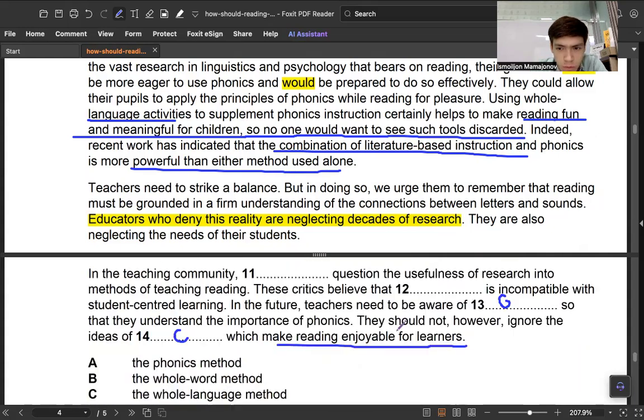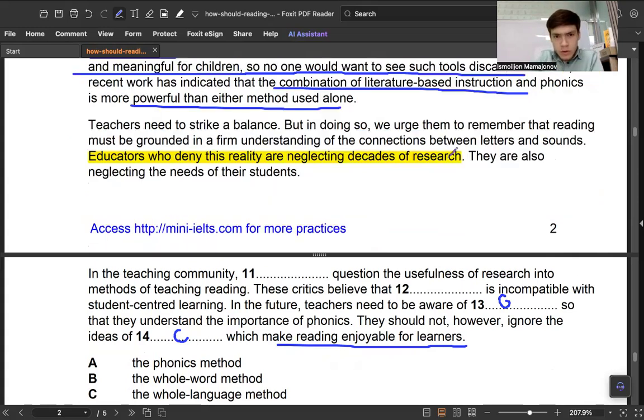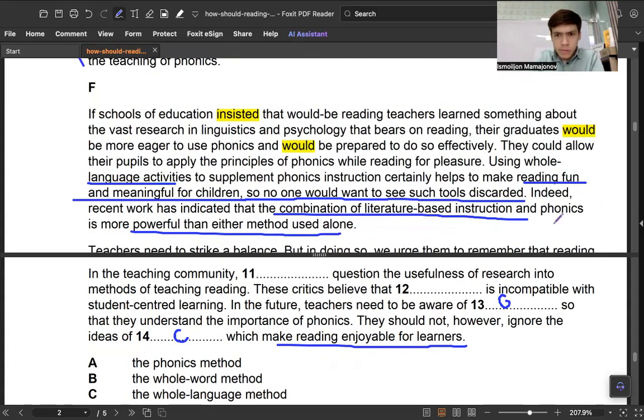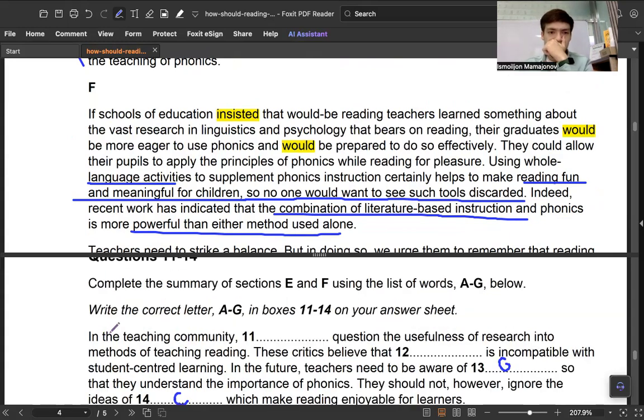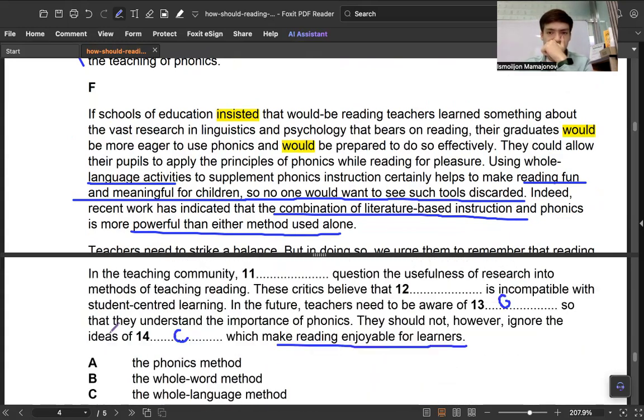What's the next one? Incompatible with student-centered learning. Okay, critics. We need critics' opinion. Incompatible with the student-centered learning. Incompatible. Now that's actually difficult. Principles of phonics, reading for pleasure.